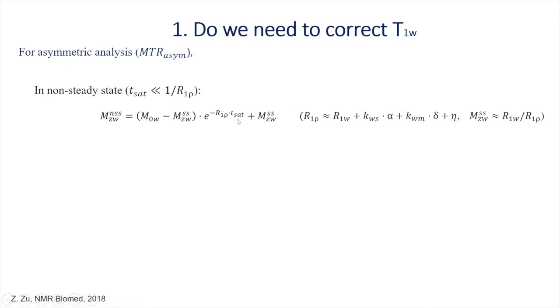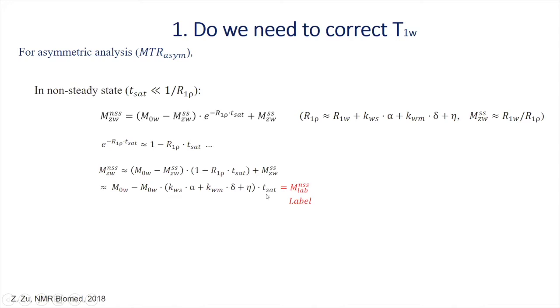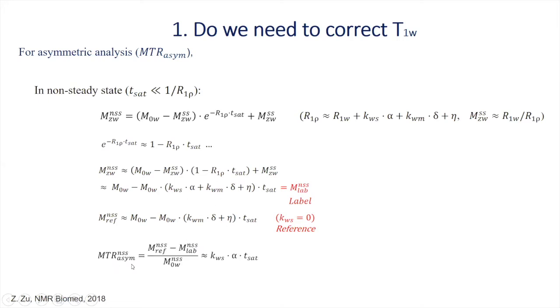Here, we expand this exponential function to a Taylor series in power of R1rho. And then we input these factors back into this equation, and we get this formula. This can represent the label sequence. And in the reference signal, the KWS is 0, and we can derive this formula from this equation. And the MTRasym will be the subtraction of label and reference. Then we can get this formula.